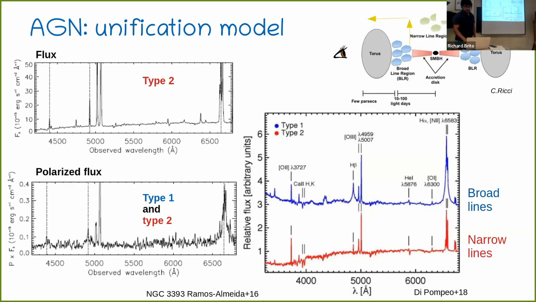So what else can polarimetry tell us about AGNs? This was discovered a long time ago.